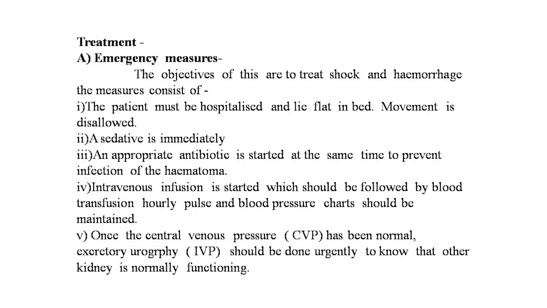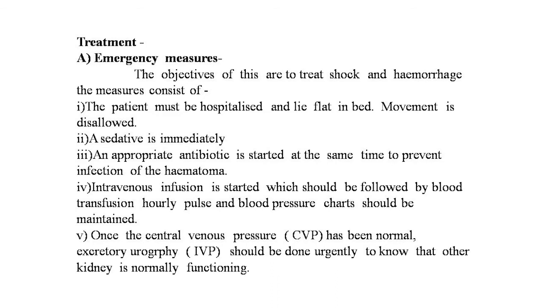Now the treatment of the injury of the kidney: first is the emergency measures and second is the local management. First is the emergency measures. The objective of these is to treat shock and hemorrhage. The measures consist of: the patient must be hospitalized and lie flat in the bed. Movement is disallowed. A sedative is given immediately. An appropriate antibiotic is started at the same time to prevent infection of the hematoma. Intravenous infusion is started, which should be followed by blood transfusion. Hourly pulse and blood pressure chart should be maintained.